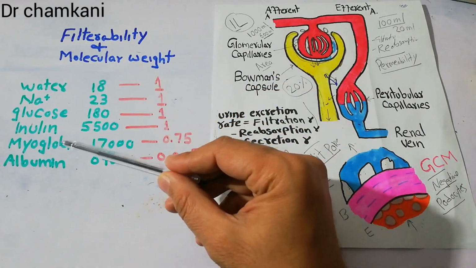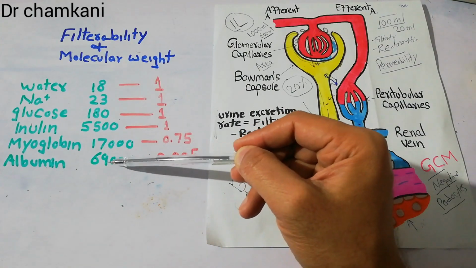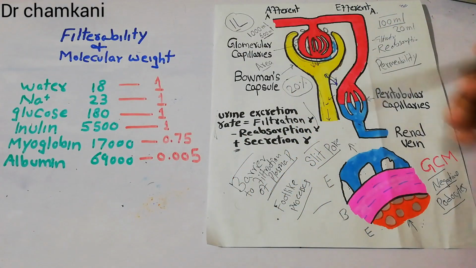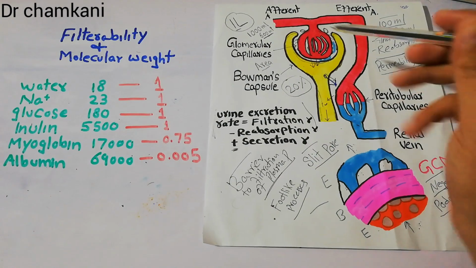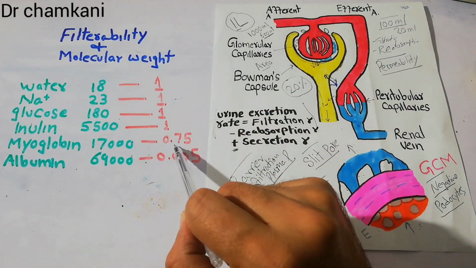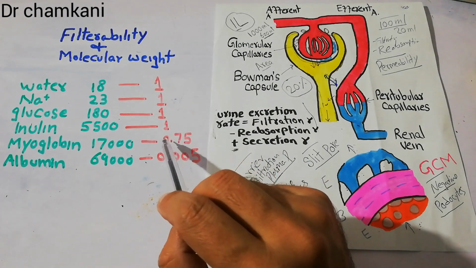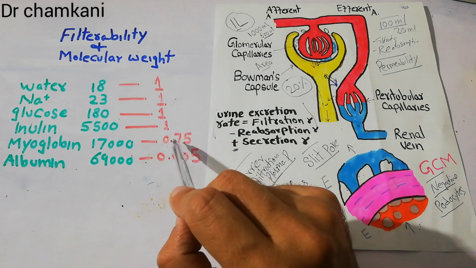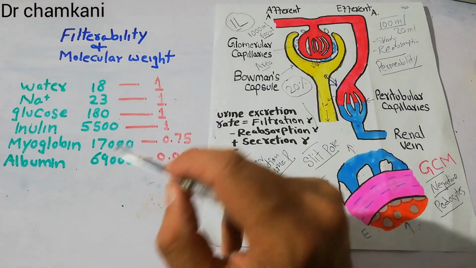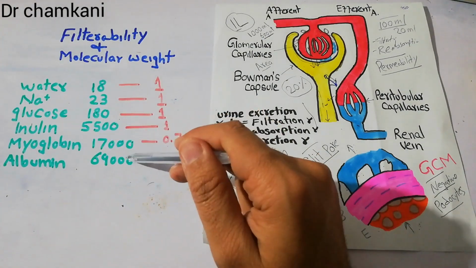Now, when we come towards the proteins, myoglobin has a high molecular weight. Similarly, albumin has a larger molecular weight. So the probability of these substances getting filtered from plasma towards the Bowman's capsule decreases. The filterability of myoglobin, with a molecular weight of 17,000, is 0.75, which simply means that its filtration will be 75% as easy as the filtration of water. So it is less than the filtration of water. Similarly, the filtration of albumin is far, far less than filtration of water, and its molecular weight is very large.